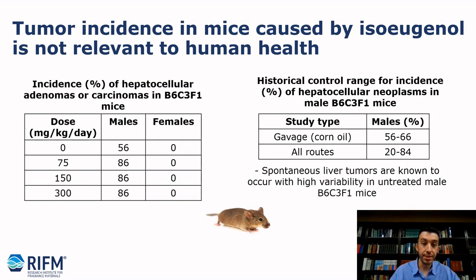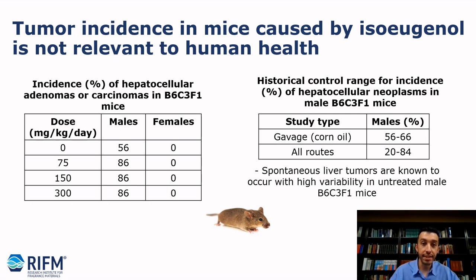From all the conclusions across male and female rats and mice, the only one that isoeugenol and methyl-eugenol seemingly have in common is the clear evidence of carcinogenicity in male mice. However, in light of historical control data on male B6C3F1 mice, the relevance to human health of the hepatocellular adenomas and carcinomas caused in male mice by isoeugenol has been questioned.